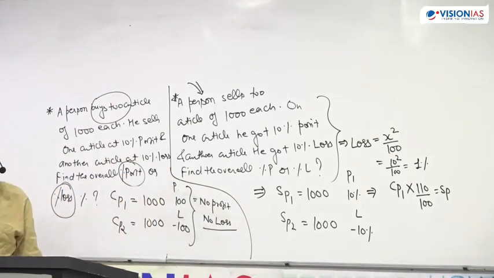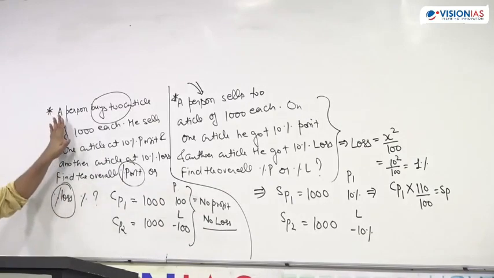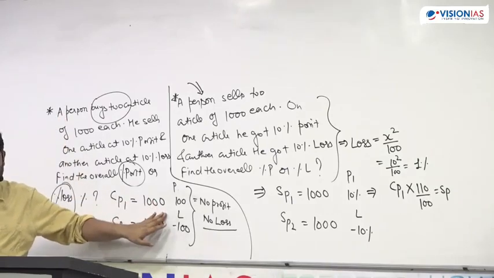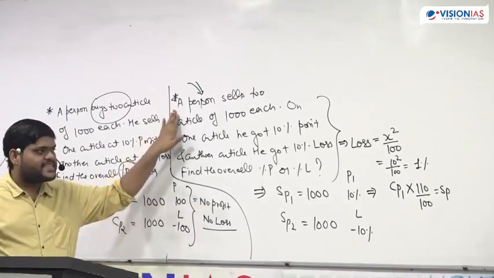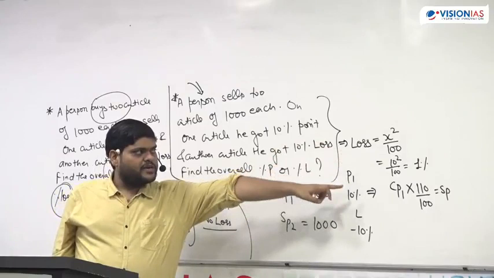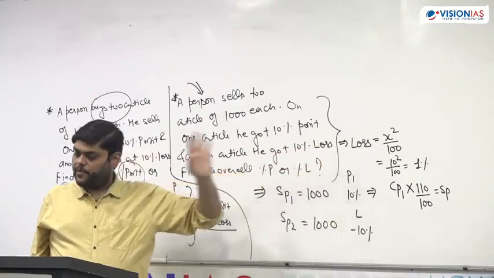Is this making sense or not? So the whole logic is, whenever cost price is given, the answer will be no profit, no loss. I told you the logic. Whenever selling price is given, there will always be a loss. And how much loss? x square upon 100.